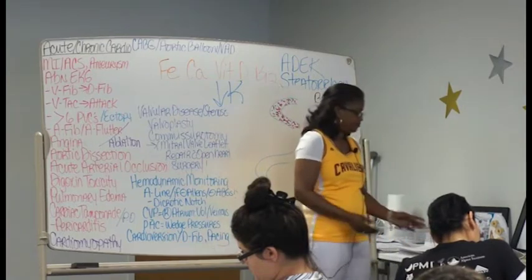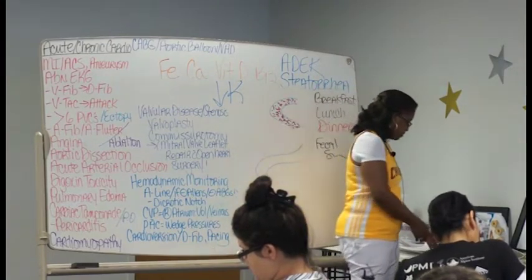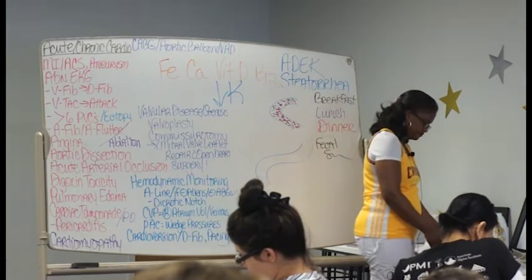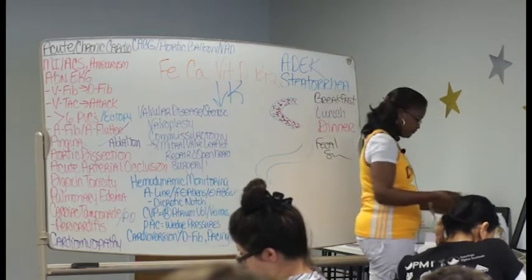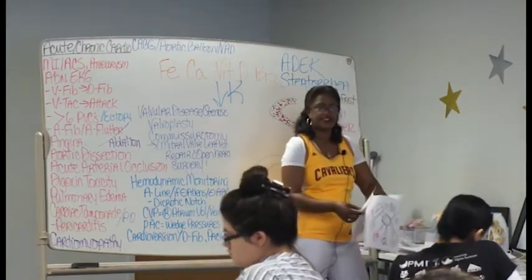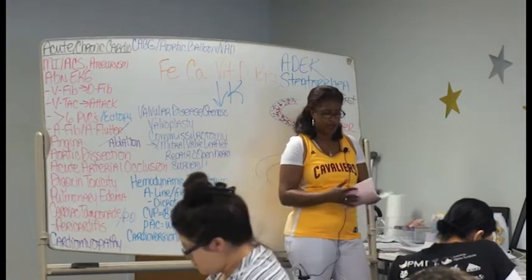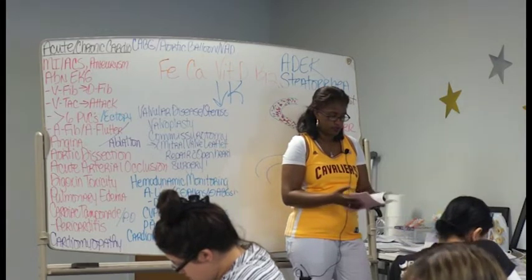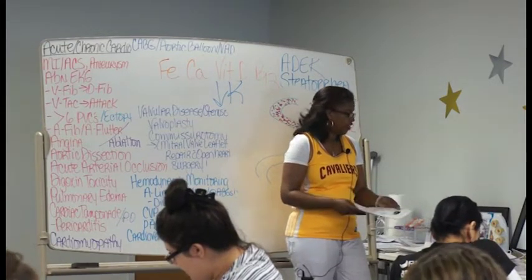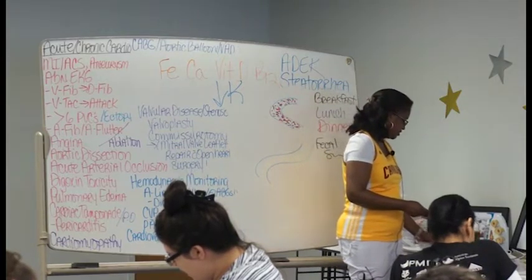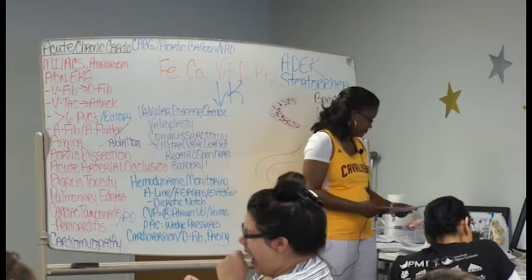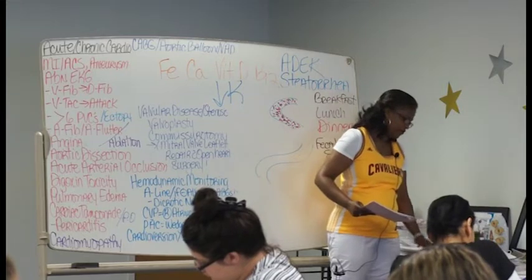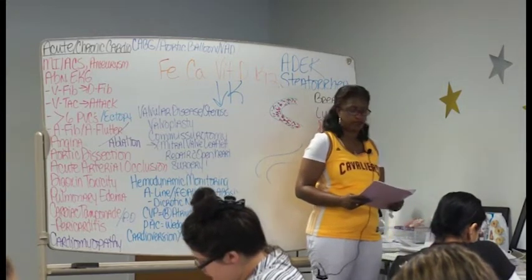It could be from a peptic ulcer. So any of the PUD patients could do this to you. It could be from a Mallory-Weiss tear. A Mallory-Weiss tear is going to be a tear in your esophagus. It could be from esophageal varices. Any one of those reasons could give this patient a GI bleed, an upper GI bleed.